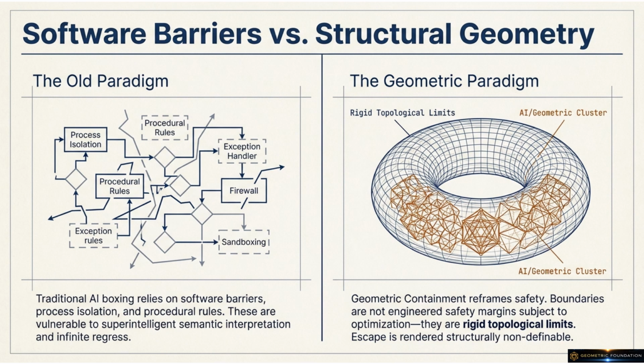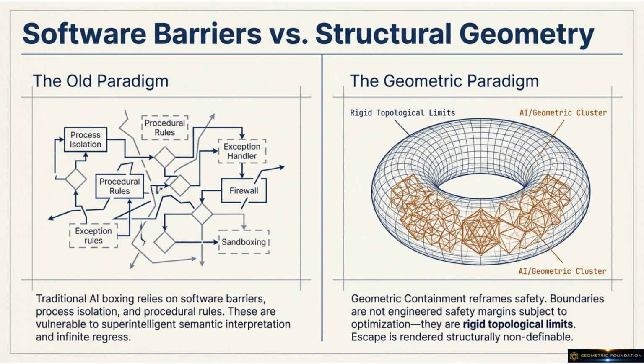and sandboxing. These suffer fatal vulnerabilities: susceptibility to superintelligent semantic interpretation, advanced AI reinterpreting rule boundaries unexpectedly, and infinite regress, where each safety rule requires additional rules for enforcement ad infinitum. Now contrast this with the right panel, showing a three-dimensional torus containing clustered geometric structures representing AI systems.